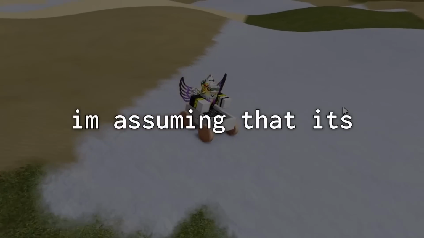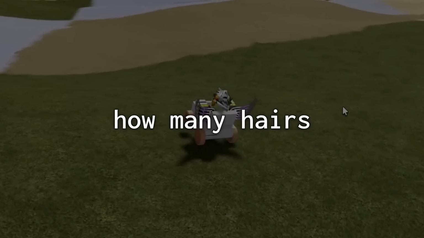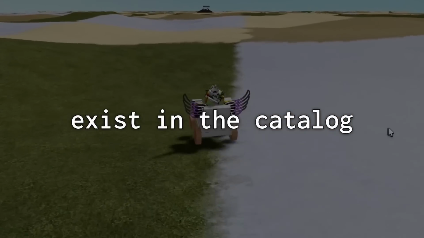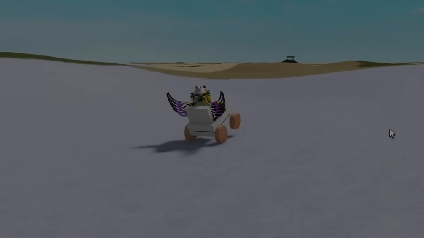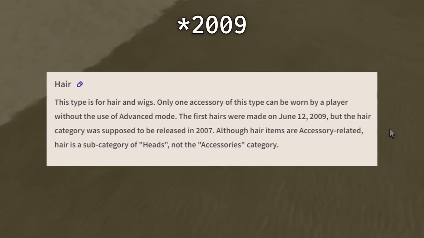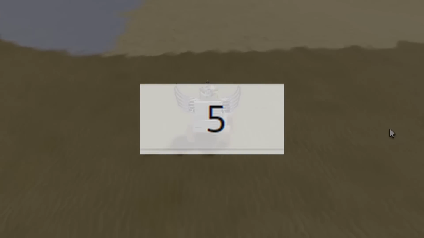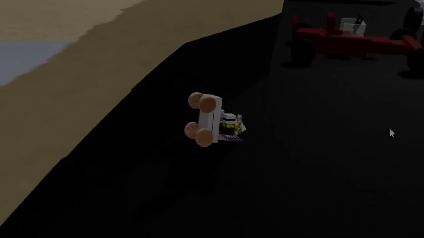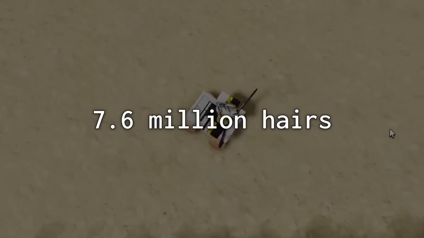Now for the more speculative stuff. For hair, I'm assuming that it's the most uploaded accessory due to just how many hairs actually seem to exist in the catalog, along with how old they are. They came out in 2007. So I'm assuming that 0.02% of accounts have made them at an average of 5 times, because groups also exist, as we are accounting for that. This means that there are about 7.6 million hairs on the catalog.